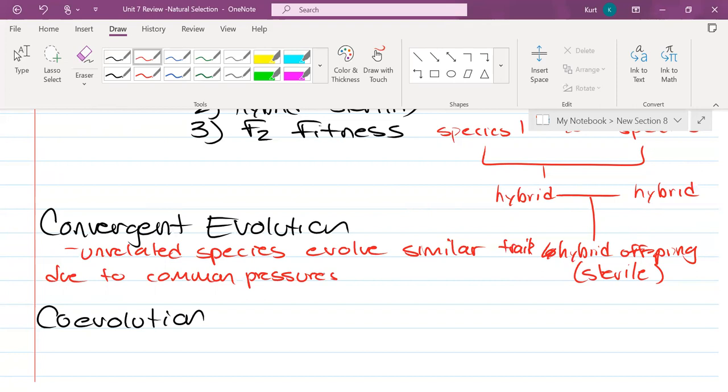A shark, which is a fish, a whale, which is a mammal, a sea turtle, which is a reptile, they all have flippers because they all have to swim. That's convergent evolution. They're not related, but they evolved similar traits.